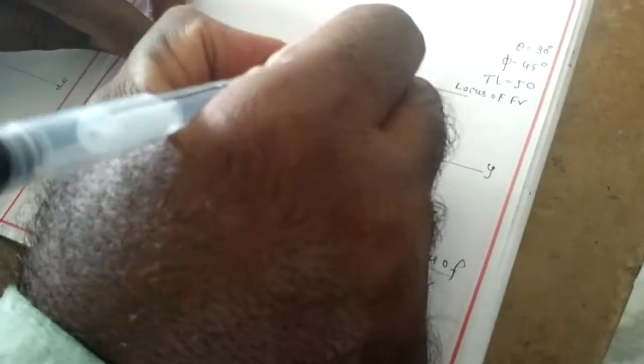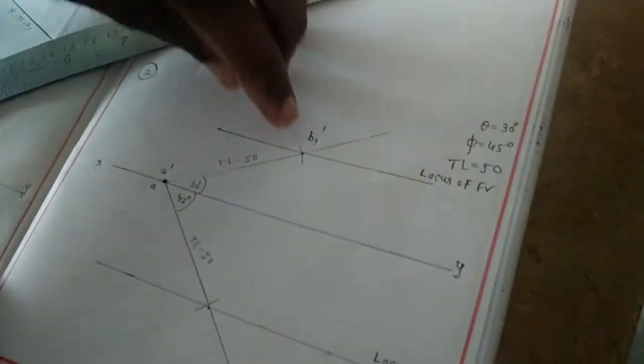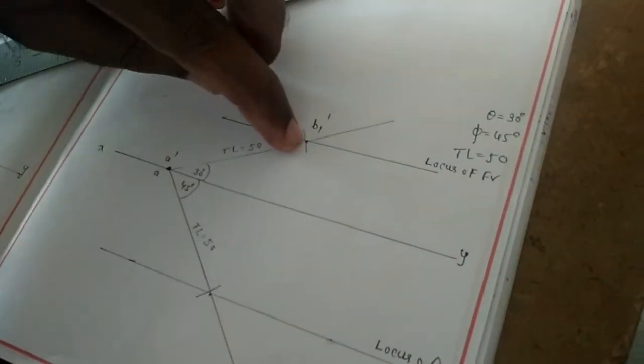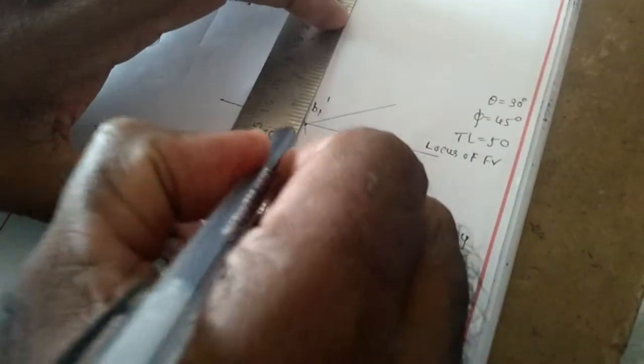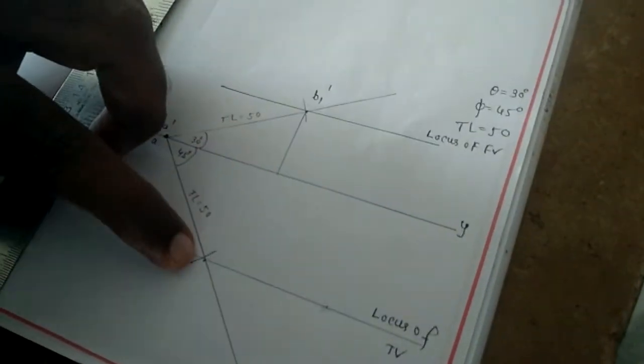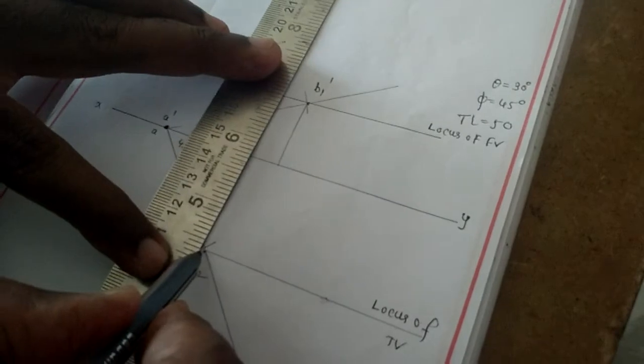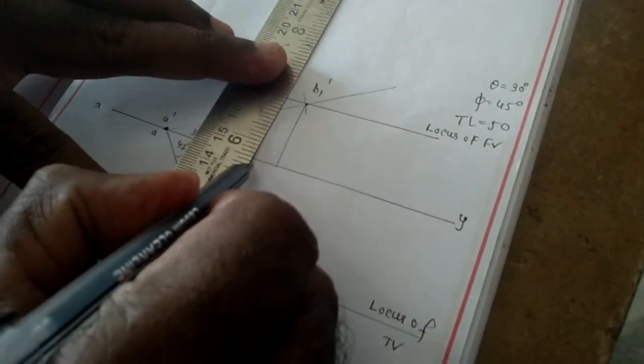Once you have drawn the locus of the top view and front view, put the point here. This is B1 dash. Why? Because this is the front view. From B1 dash, draw a vertical line up to touch the XY line. Why? Because this is the top view line. Next, from this point, suppose this is B2. Now extend it up to the front view line.